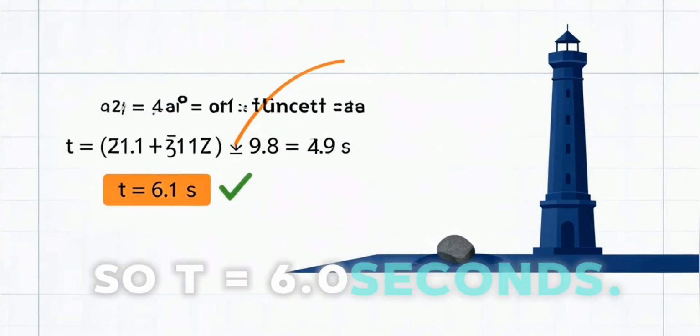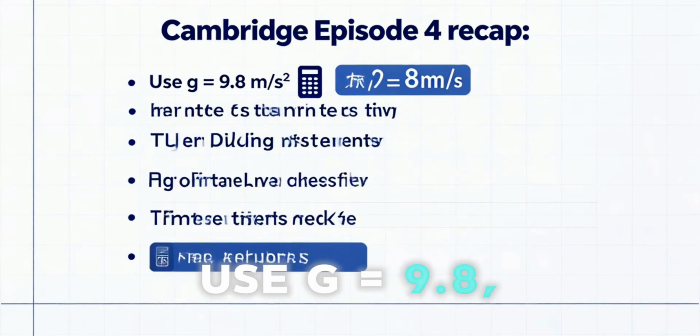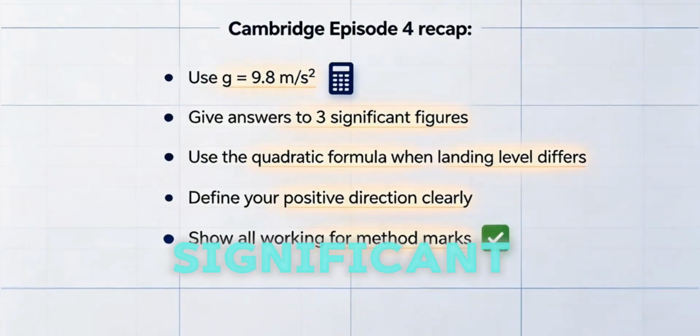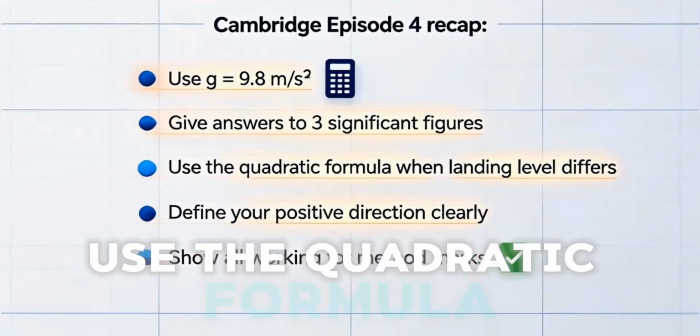Total time. Using the quadratic formula, 4.9t² - 16.1t - 80 = 0. So t = (16.1 + √(16.1² + 4 × 4.9 × 80)) / 9.8. So t = 6.0 seconds.